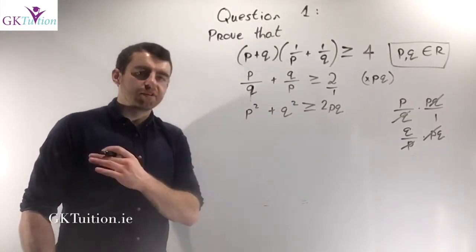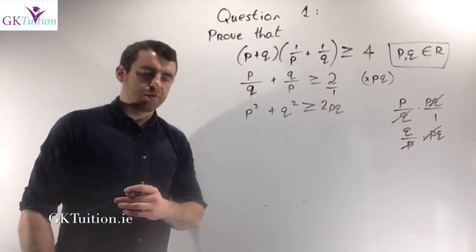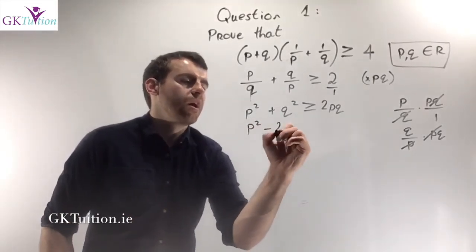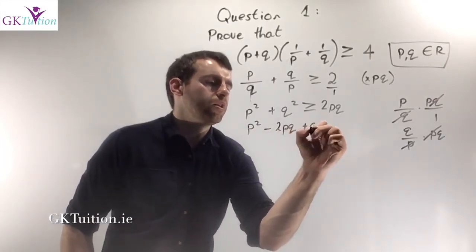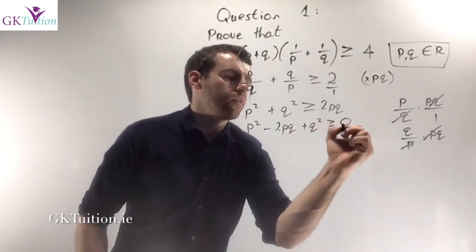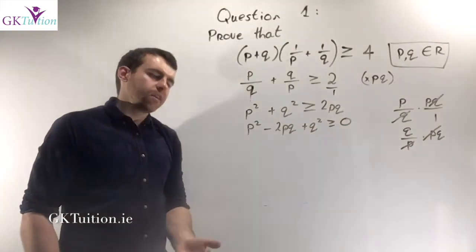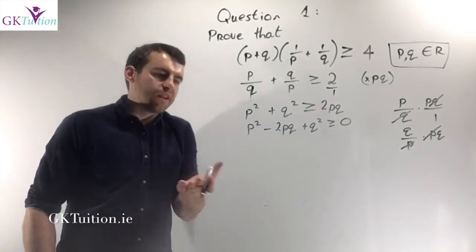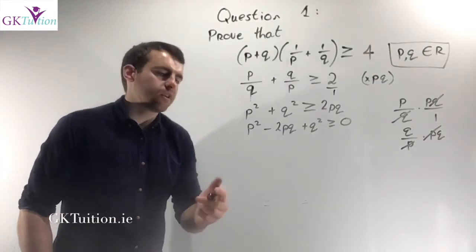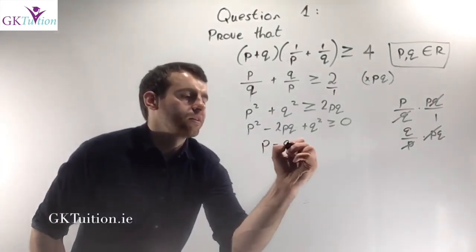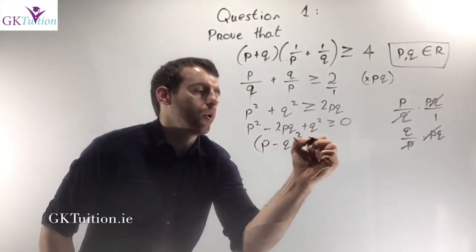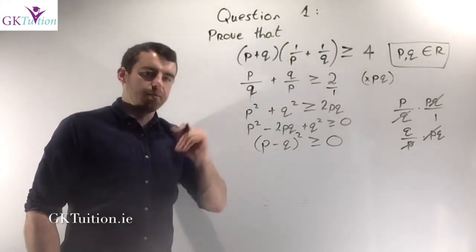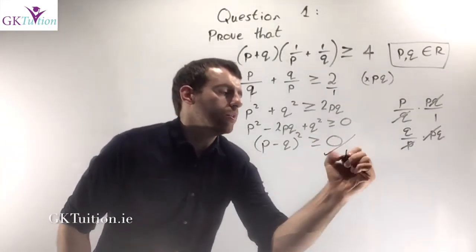Now I'm ready to move everything to one side and prove it's greater than or equal to 0. If I subtract 2PQ from both sides, I get P squared minus 2PQ plus Q squared is greater than or equal to 0. You should recognise this as simply A squared minus 2AB plus B squared. Just instead of an A I have a P, instead of a B I have a Q. I recognise this as P minus Q, squared. And now I'm happy out. The whole thing is to the power of 2. And I know that that one is true.